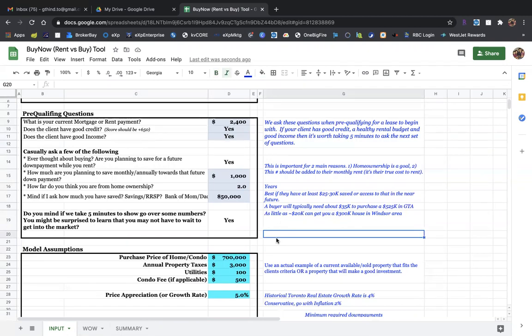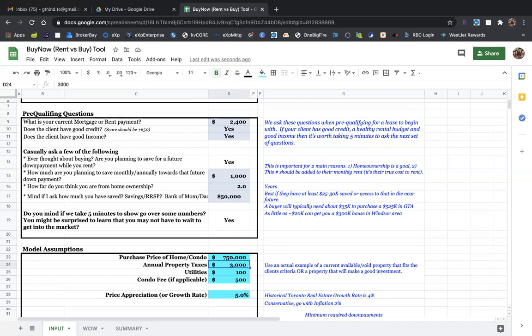These clients, a married couple, newlyweds, are also saving $1,000 a month towards their future down payment, and they told me they've got $50,000 already saved. Now, I can probably get them into a condo townhome for $750,000. I don't know where in the GTA. I'm pretty sure I can find something in Durham for that.